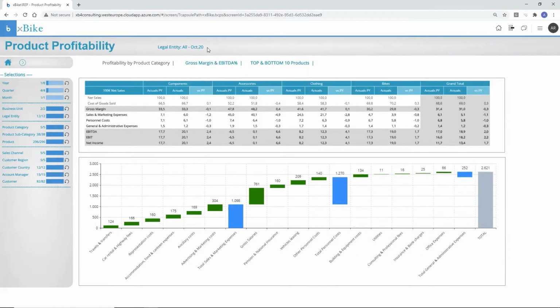Again, for the same month of October, for all legal entities, I find back some lines of my P&L, the key ratios, the key lines of my P&L: net sales, cost of goods sold, gross margin, the three main expense blocks, EBITDA, EBIT, and net income. But this time by product categories. So this is the total. And here I have the split by product categories: components, accessories, clothing, and bikes for actuals previous year, actuals, and the variance.